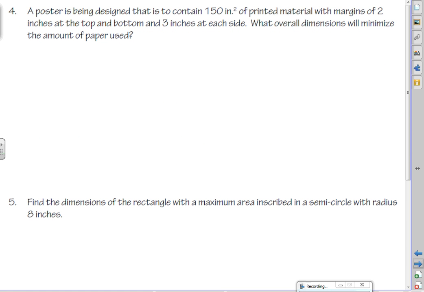Number 4, a poster is being designed to contain 150 square inches of printed material with margins of 2 inches at the top and bottom, and 3 inches on the side. What overall dimensions will maximize the amount of paper used? For that, why don't you first just draw yourself a picture of the scenario.